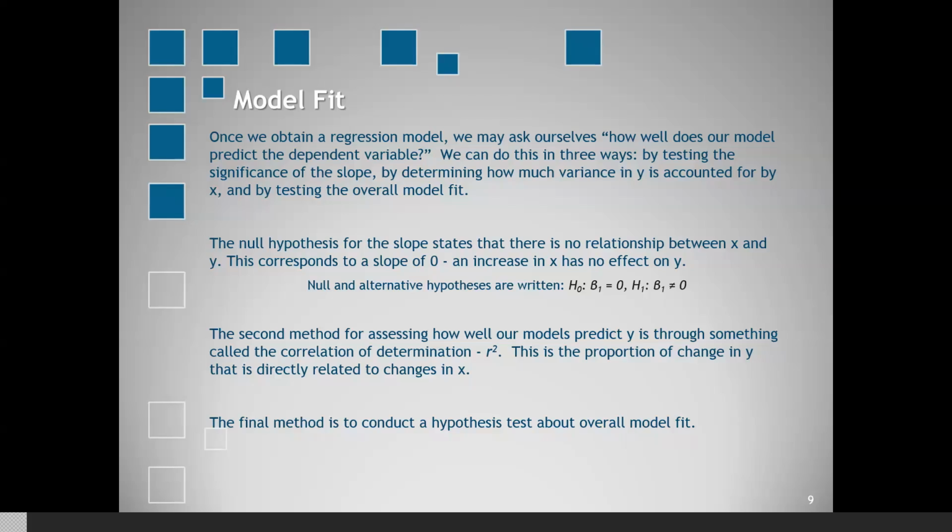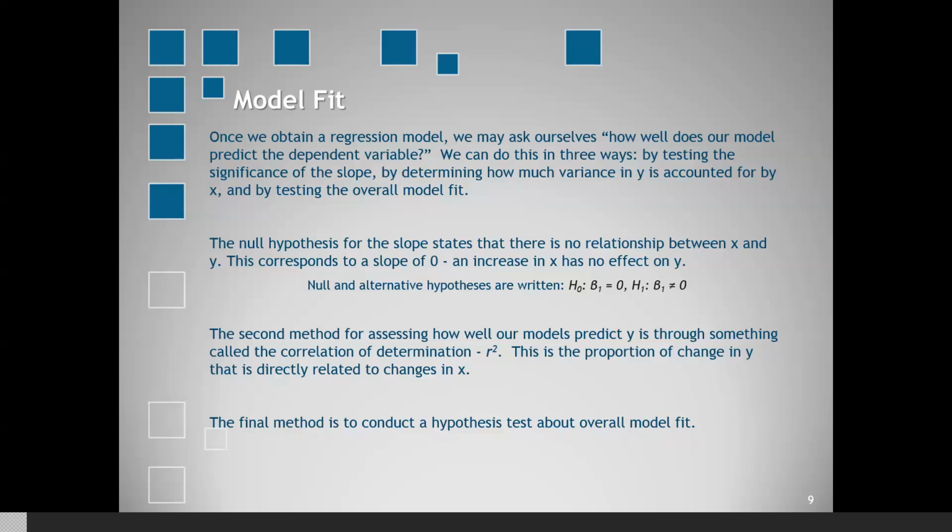This is going to be true for any regression equation we do in this module. We are going to use Excel to calculate the test statistic and p-value for the slope. As always, a p-value less than 0.05 indicates that we should reject the null hypothesis and conclude that x does predict y.